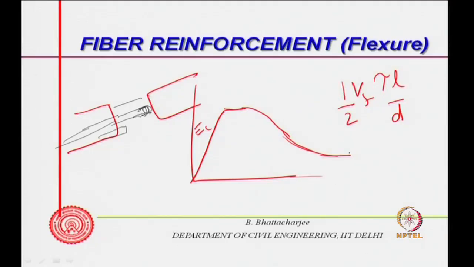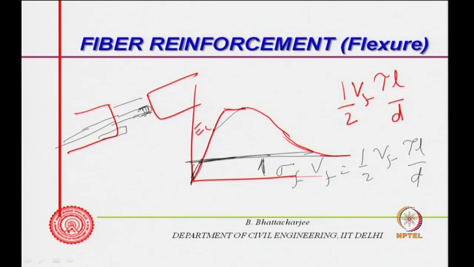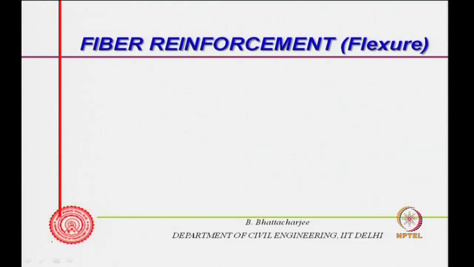So, it will actually behave in this manner, and the ultimate strength that we are taking, supposing I take it simply like this, idealizing the stress strain behavior something like this, will be simply sigma f V f, which will be equal to half V f tau L by d. So, I can safely assume a long deformation, long elongation, with this kind of strength available. So, the stress strain curve I can idealize like this.